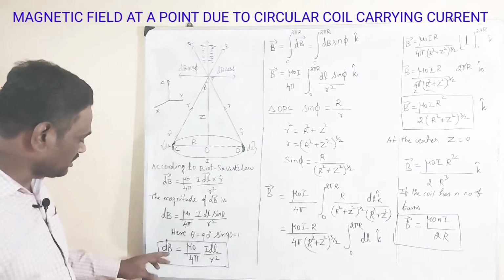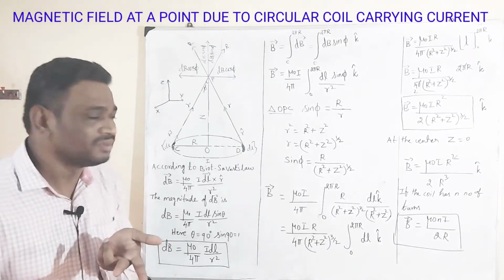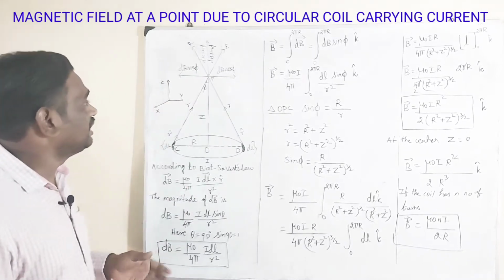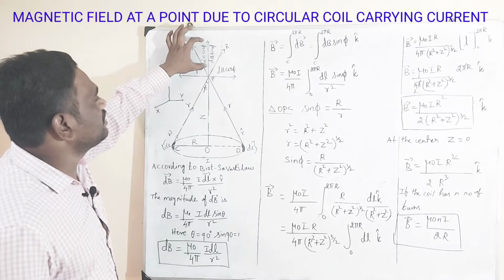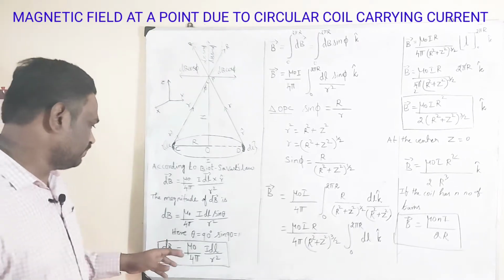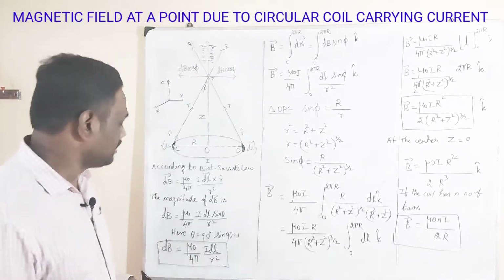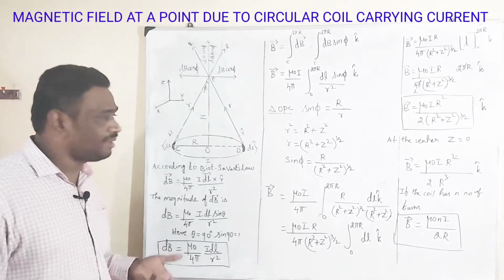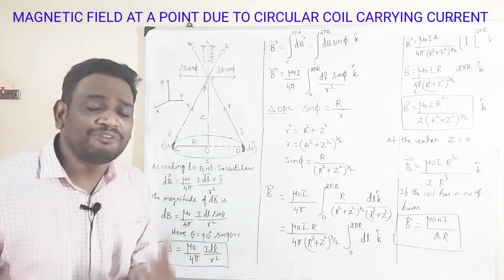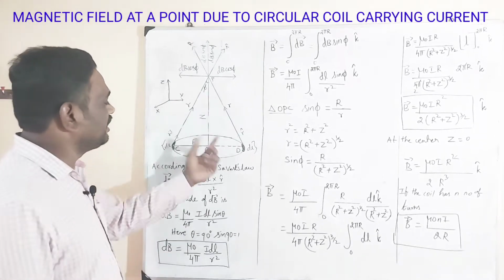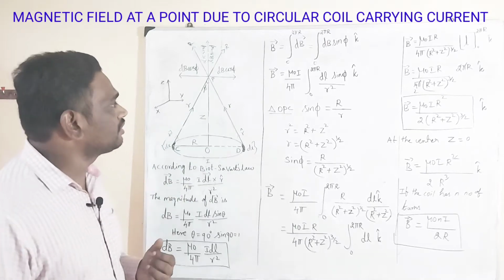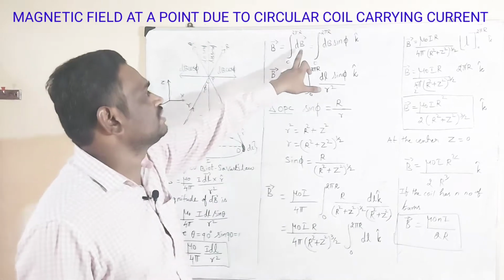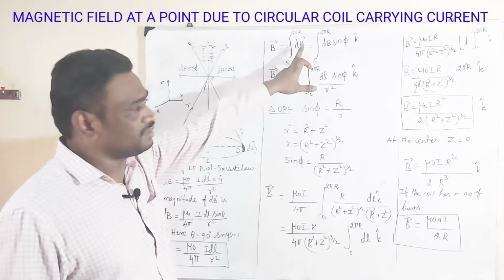Okay. So already I said dB has two components, but dB cos phi will cancel each other, and only dB sin phi will be there. So we are going to consider dB sin phi. So it is the magnetic field at the point P due to the small element dl. If you want to find the magnetic field at the point P due to the entire current carrying circular coil, then we have to integrate dB. So B vector is equal to the integral of dB vector.